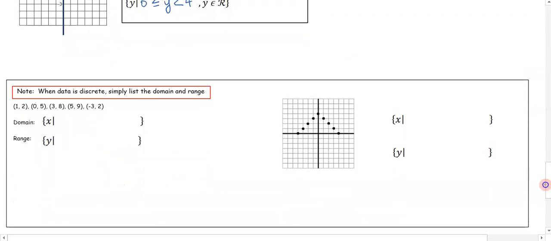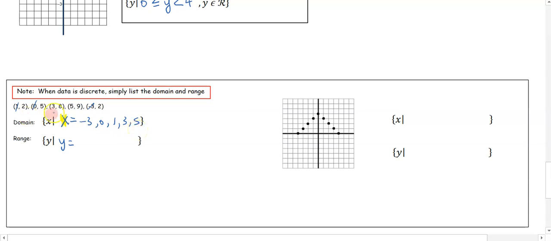So don't forget, when you have discrete data, if your data is not continuous like a line, where in between there's infinity options, then for the domain you would list x equals, y equals. And when you list them, smallest to largest, don't repeat. So for the x's, you would go through and go, oh, -3 is the smallest. Then I have 0, then 1. Then I have 3, and then 5. So you always have to order matters.